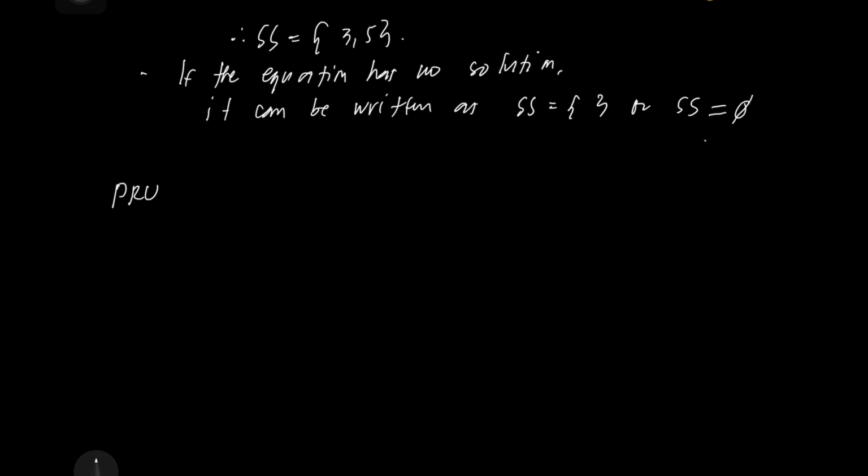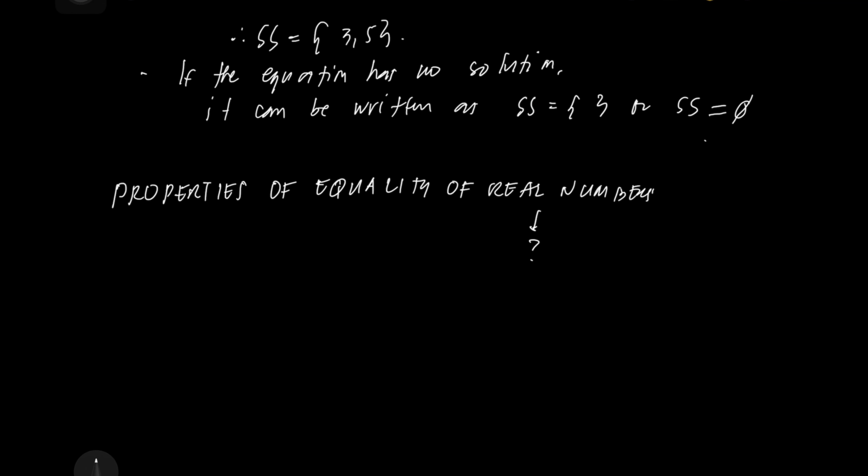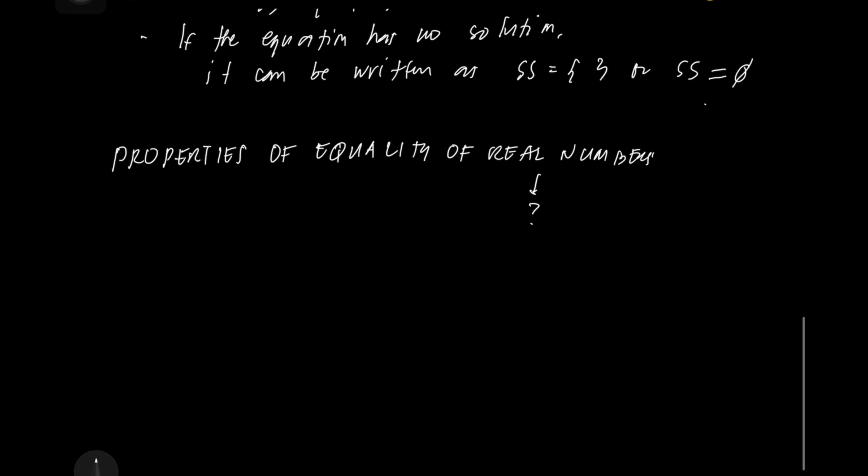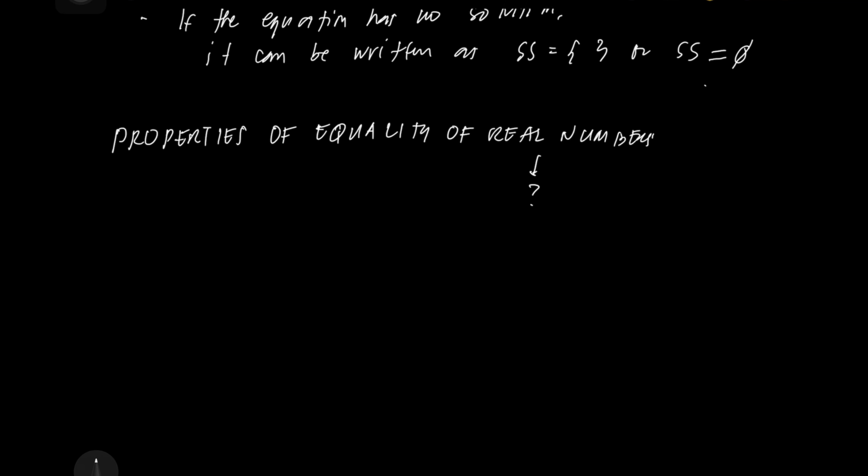Properties of equality of real numbers. But what are real numbers? That's correct. Real numbers are the union of irrational numbers and rational numbers. But what are rational numbers? What are real numbers?